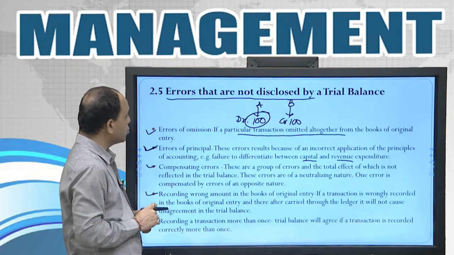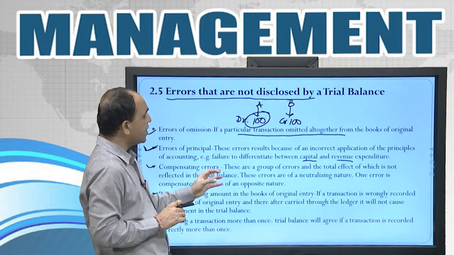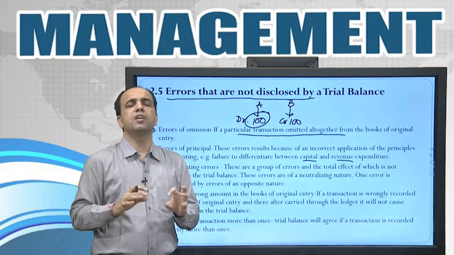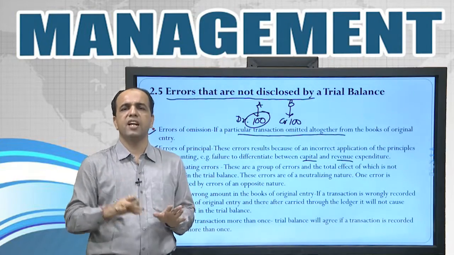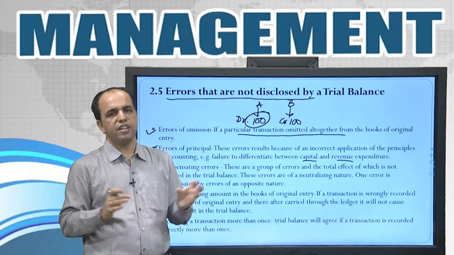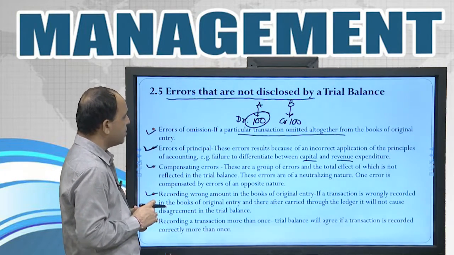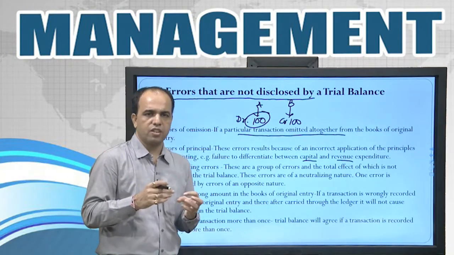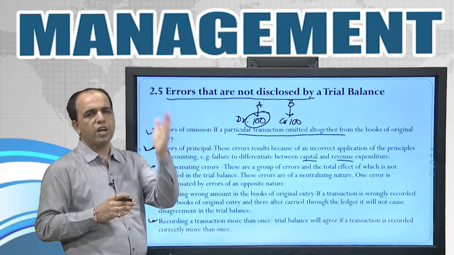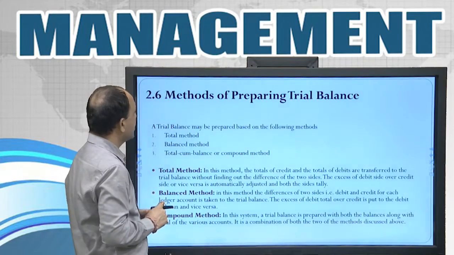Recording wrong amount in the books of original entry. If a transaction is wrongly recorded in the books of original entry and thereafter carried through the ledger, it will not cause disagreement in the trial balance. Means in place of 350, if I write 450 on the debit side and credit side, which is originally posted or written in the journal entry, then it is difficult to locate in the trial balance. Recording a transaction more than once: the trial balance will agree if a transaction is recorded twice or thrice. If duplication of a transaction happens, the same transaction being recorded twice or thrice, then it is difficult to identify from the trial balance.